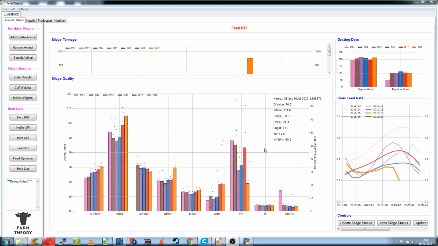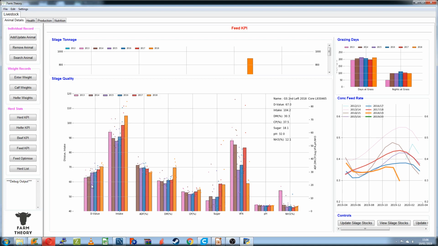So for example, if I wanted to click on this sample here, which had very high volatile fatty acids, that was second cut 2017. This one's a bit lower, was again second cut 2017. If we move into 2018, the highest one there is the third cut, with the lower ones first cuts, first cut early and second cut as well. So it gives you an idea of trends.